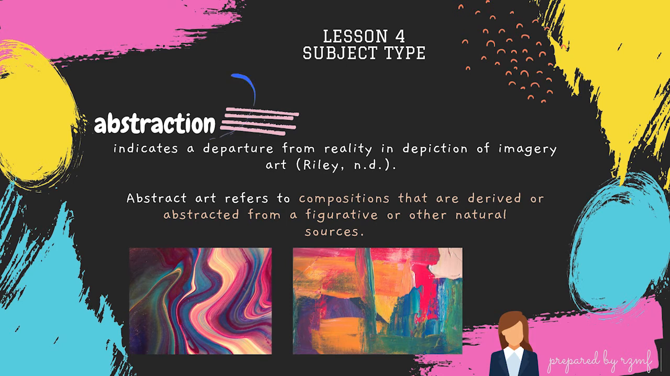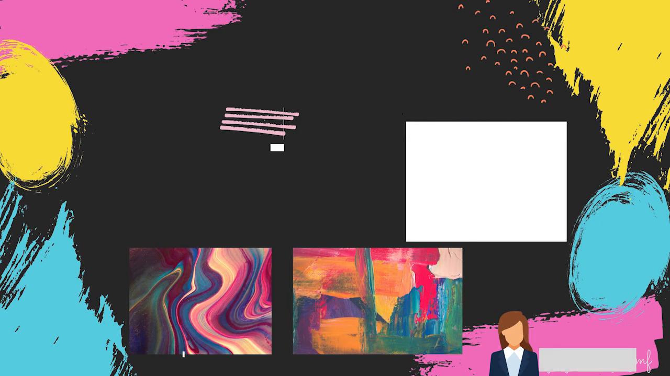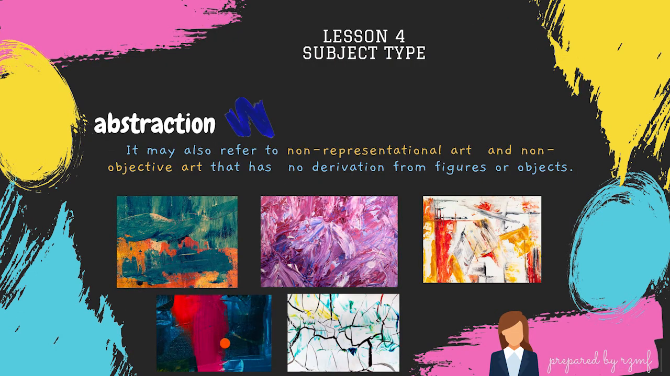The second type of subject is abstraction. It actually indicates a departure from reality and depiction of imagery art. Abstract art refers to compositions that are derived or abstracted from a figurative or other natural sources. Does it represent something? Or can you just see strokes in different colors? Abstraction may also refer to non-representational art and non-objective art that has no derivation from figures or objects.